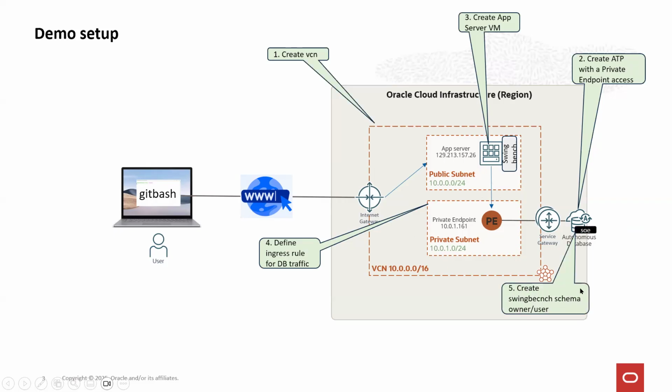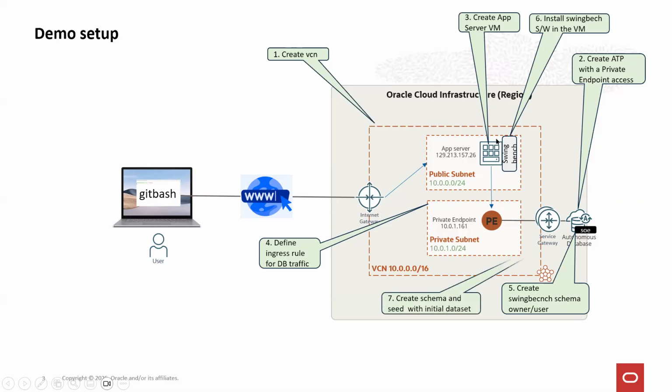Then you create a Swingbench user in this autonomous database. The next thing is you install the Swingbench software, and I'm going to show you how to do all that. After that, you're going to create a schema. Within this user, we are going to create a bunch of tables and populate those tables with an initial data set. I've got all the commands for that. Then we are going to create an OLTP workload from this VM. Think of this VM as an application server.